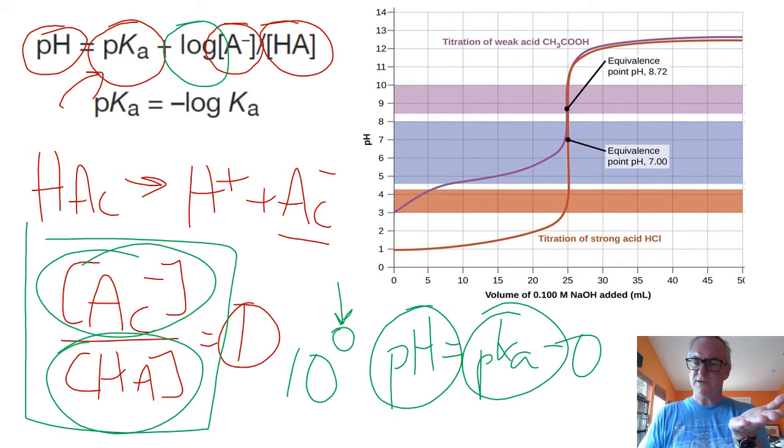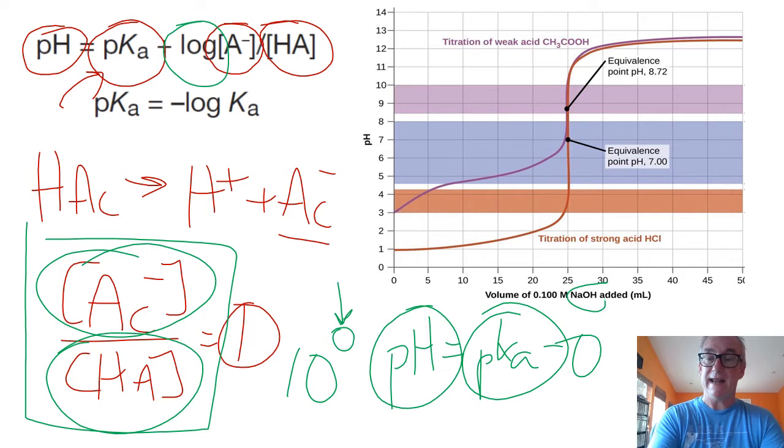When do we get the concentration of acetate equaling the concentration of acetic acid? Well, at the beginning of the titration, there is no base added. We have not added any sodium hydroxide. And so the concentration of acetate ion should be really, really small. So here, we added no sodium hydroxide, so our concentration of acetate should be super, super small.